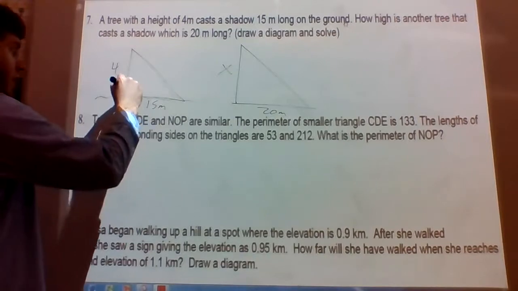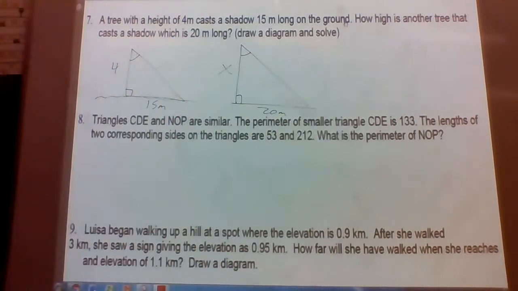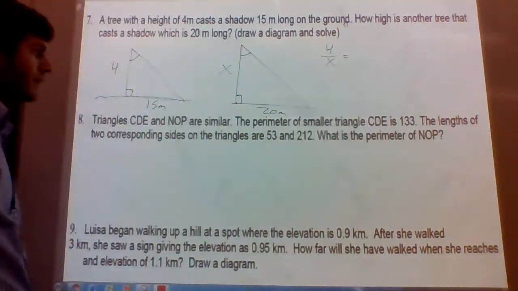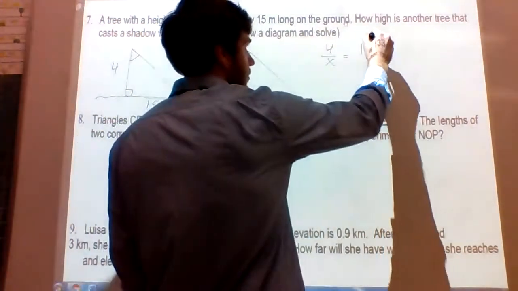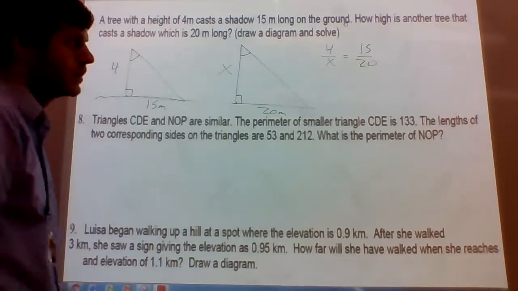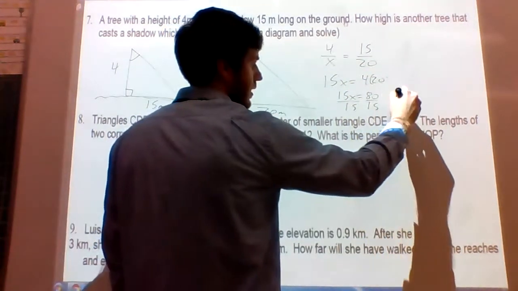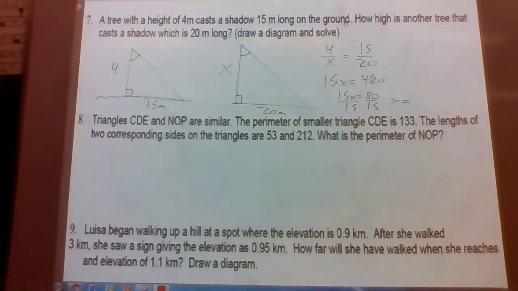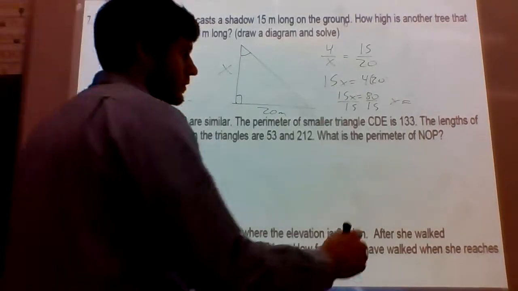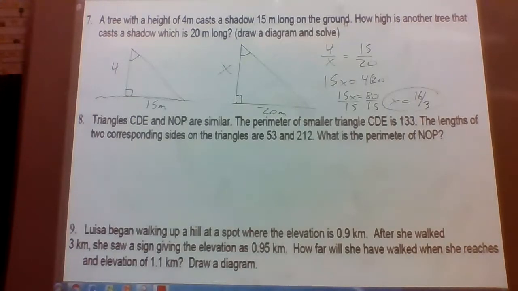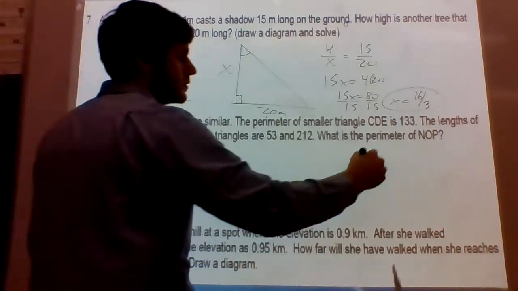Well, again, we're going to have right angles. And the sun's coming down at the same angle, so we have another pair of corresponding angles that are congruent. So we are going to have angle-angle similarity telling us that these two triangles are similar. 4 is going to correspond with x, that's the height of our trees. And then the shadows are going to be corresponding sides. So 15 over 20. 4 is to x as 15 is to 20. Cross multiply, we get 15x equals 4 times 20 is 80. Divide by 15. x is going to be 16 over 3, sixteen thirds, which is 5.3 repeating. So this tree is 16 and a third meters high.